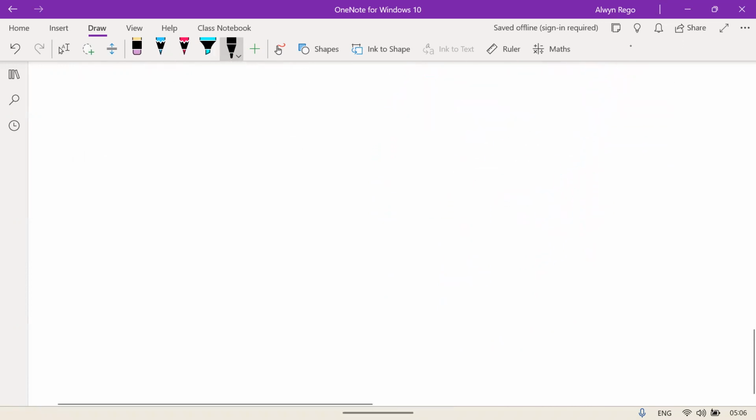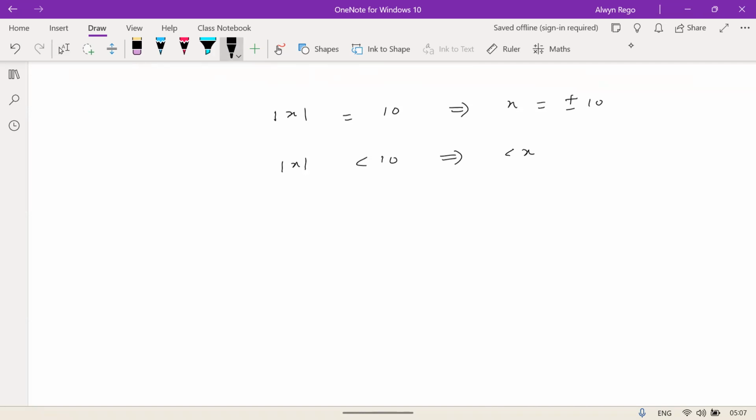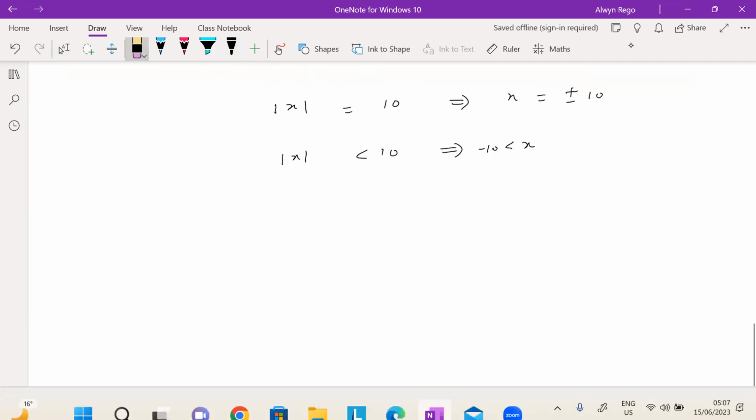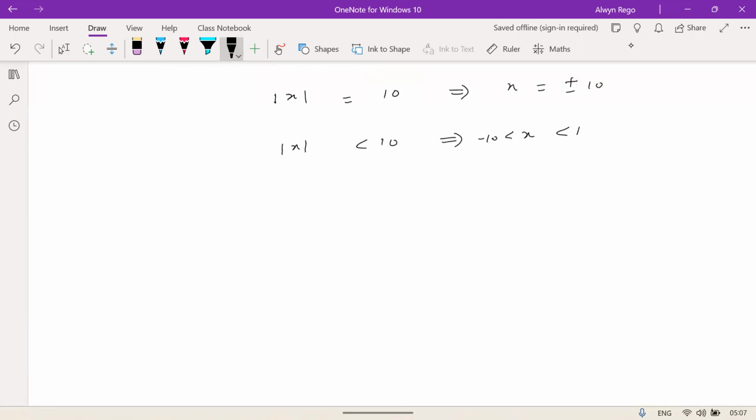So what we learned here is that if you have absolute value of x is equal to, let's say, 10, this implies that x is equal to plus or minus 10. If the absolute value of x is less than 10, for example, this implies that x is between -10 and +10. If you have absolute value of x is less than or equal to 10, you'll find that x is between -10 and +10 here.